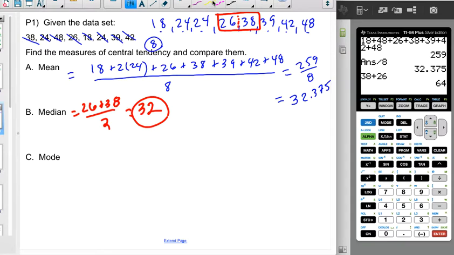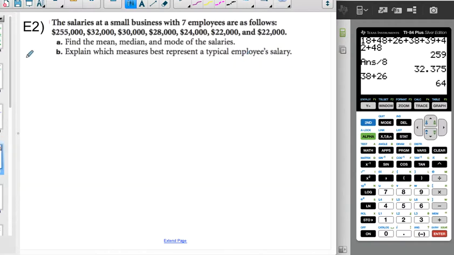And then the mode is the number that occurs the most often. Here there's only one number that occurs twice. Nobody else occurs more than once, so the mode is the 24. All right, so let's do a little word problem.